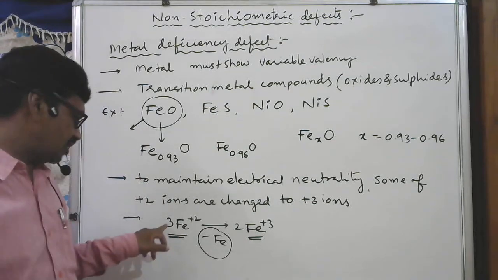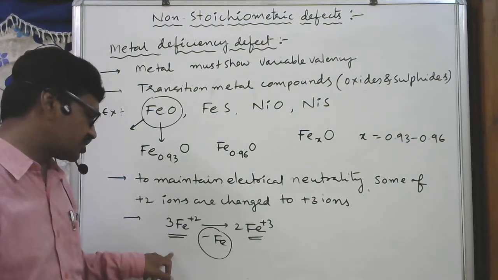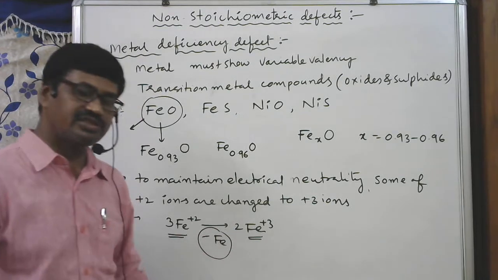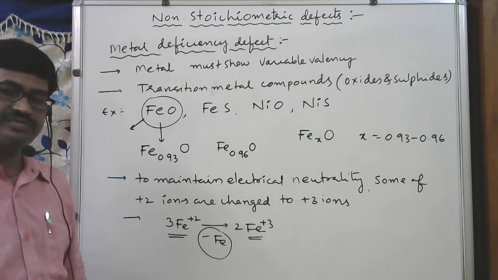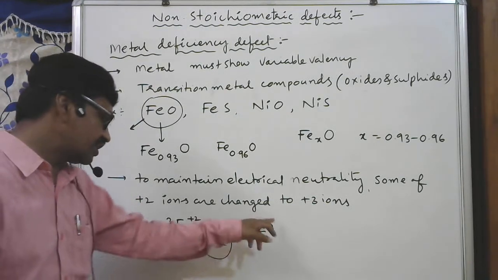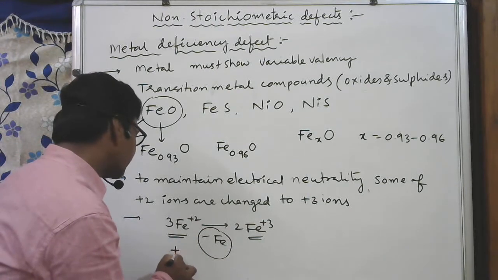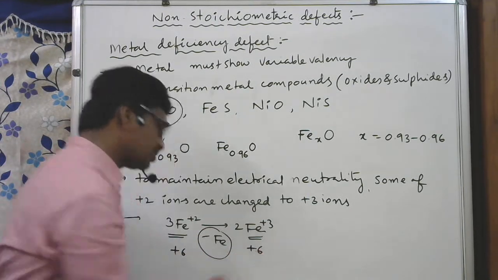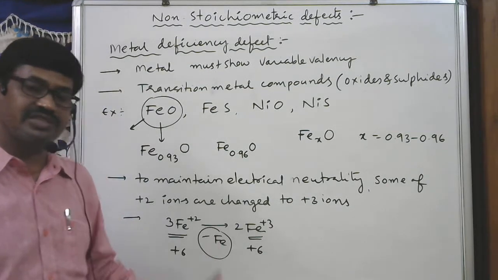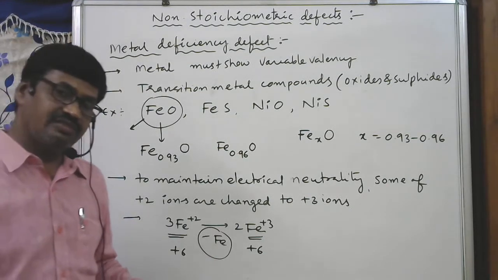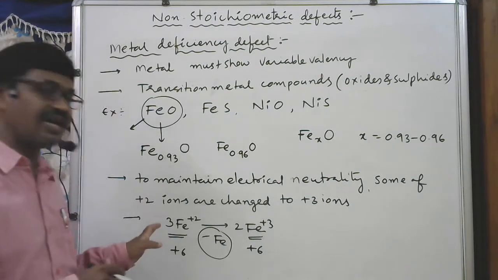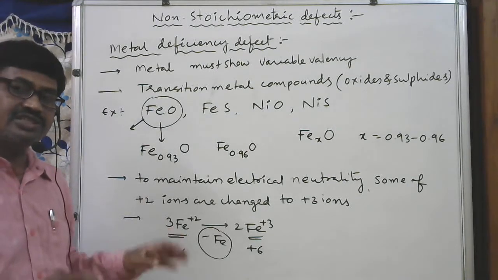But 3 into 2, 6 positive charges are present here, and here 2 into 3, 6 positive charges are present. So there is no change in charges, once you observe. Here also 6, here also plus 6. No change, but a metal is missed. So after the missing of a metal ion, there is no change in charge.